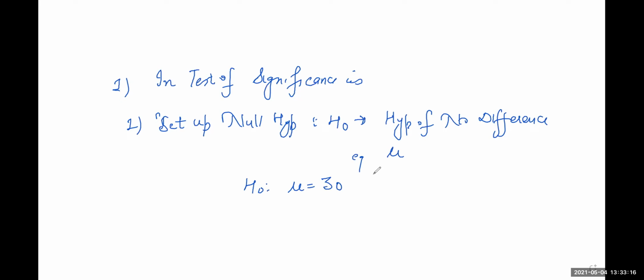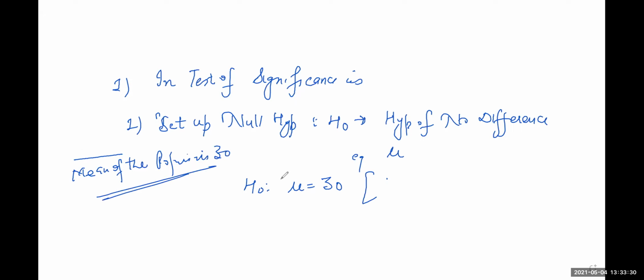अगर आपको चेक करना है कि सपोज आपके पास कोई डाटा दिया है, you want to check that the mean of the population is 30. It means what H naught you will select: mu is equal to 30 as it is. जो कहा वो as it is उठा लिया.